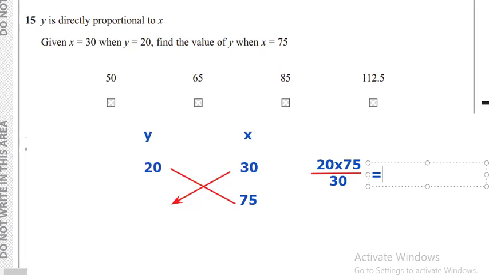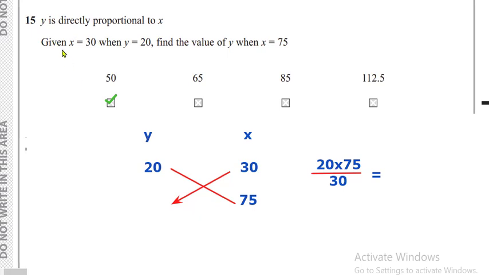As I said, focus on the steps of this question. We said y is directly proportional to x. It means they increase together. You can use the x method with direct proportion, but with indirect proportion, you can't use the x method. You have to use the other method, which is the opposite method.